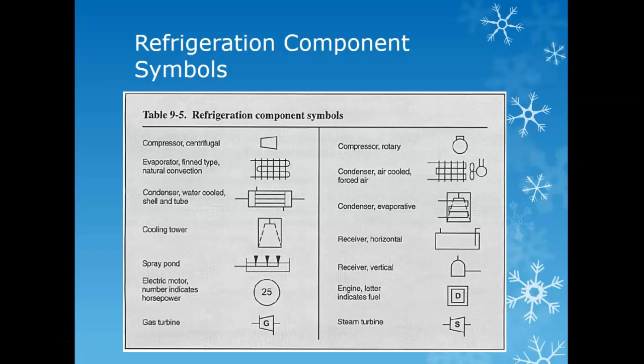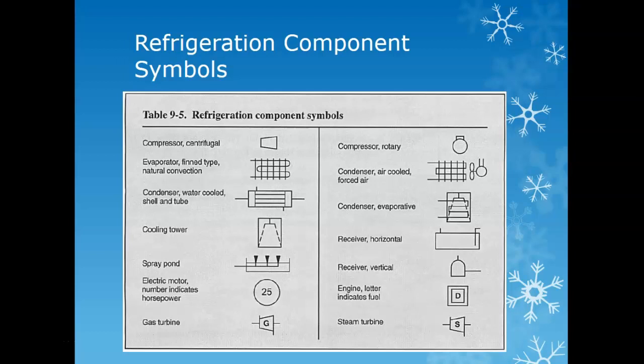You have the symbol for an electric motor, where the number can indicate the horsepower. You have gas turbines, steam turbines. This is to let you know that this would be if you have a separate engine. So you have something, let's say you brought something to a job site that has an engine of some sort to run a bunch of ACR units. That would tell you that, hey, this is a diesel engine. Don't put gasoline in a diesel engine.